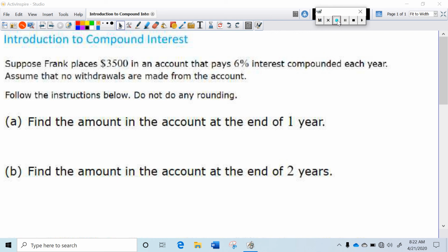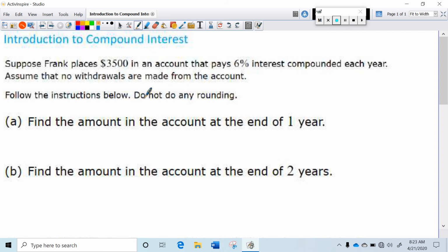Introduction to compound interest. Suppose Frank places $3,500 in an account that pays 6% interest compounded each year. Assume that no withdrawals are made from the account. Follow the instructions below and do not do any rounding. Okay, find the amount in the account at the end of 1 year.